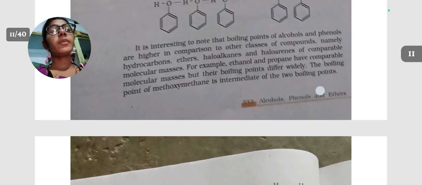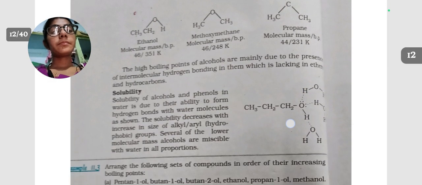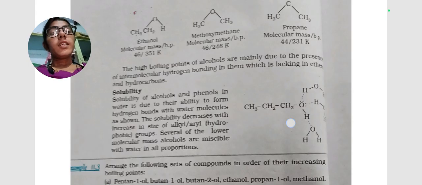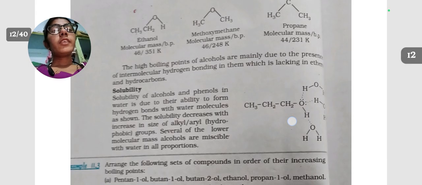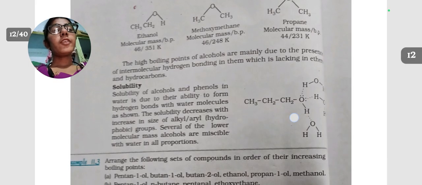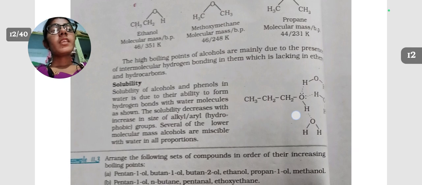Interestingly, the boiling points of alcohols and phenols are higher in comparison to other classes of compounds, namely hydrocarbons, ethers, haloalkanes and haloarenes of comparable molecular mass. For example, ethanol and propane have comparable molecular mass, but their boiling points differ widely. The boiling point of methoxymethane is intermediate. The high boiling point of alcohols is mainly due to the presence of intermolecular hydrogen bonding, which is lacking in ether and hydrocarbon.